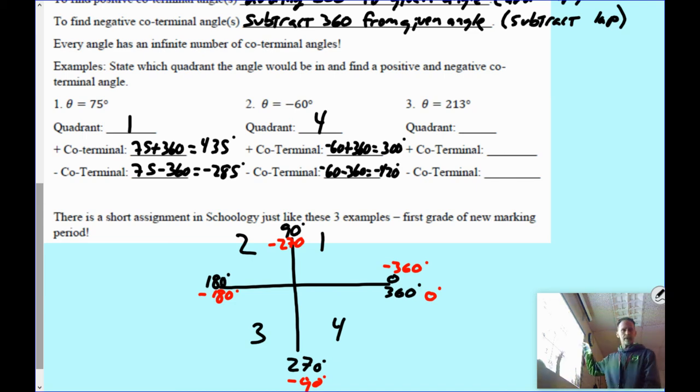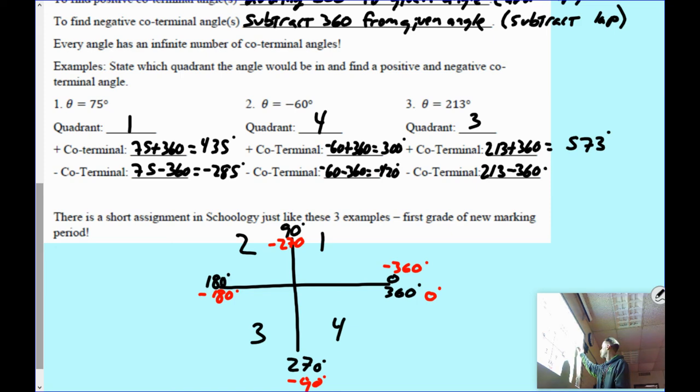And then the last one, again, if you want to pause the video real quick and do the last one on your own, the quadrant would be quadrant 3. Again, bigger than 180, less than 270, so quadrant 3. But we still do the same thing. So 213 plus 360 is 563. No, it's not 573. Sorry about that. And then for the negative coterminal, which would be negative 147.